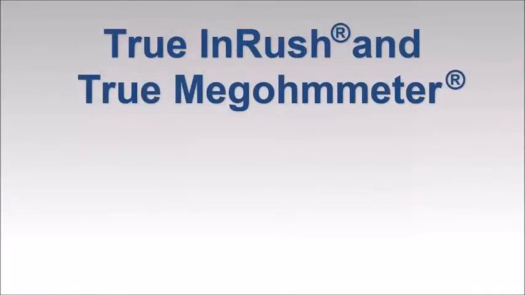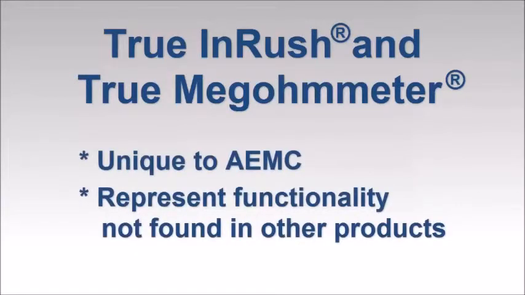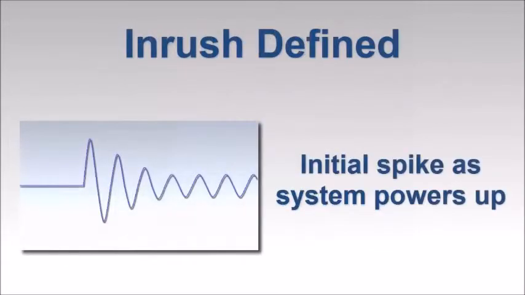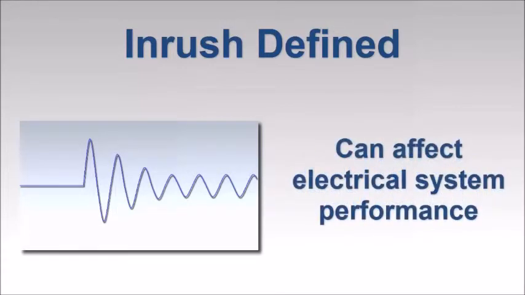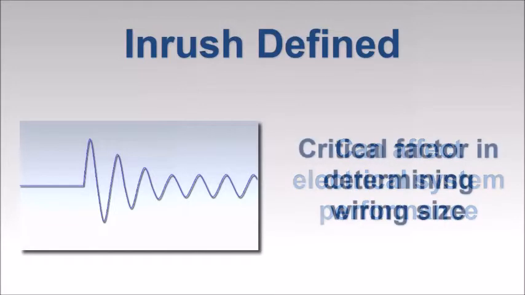Less well-known are the terms True Inrush and True Megameter. These represent advanced capabilities found in AEMC products. When an electrical system or device is turned on, current may initially spike before settling down to steady-state operation. This phenomenon is known as startup inrush current, and it can be an important consideration when monitoring your electrical network for events that could affect the performance of your facility. Inrush is also a critical factor in determining the proper wiring size for your network.